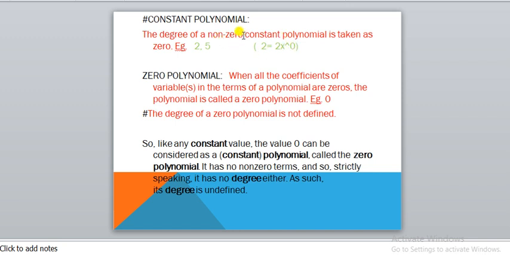So what will be the degree here? The power of x is what? 0. So we write here that the degree is 0, because x raised to 0 is 1. So 2 into 1, we get 2. So the degree of a constant polynomial is what?